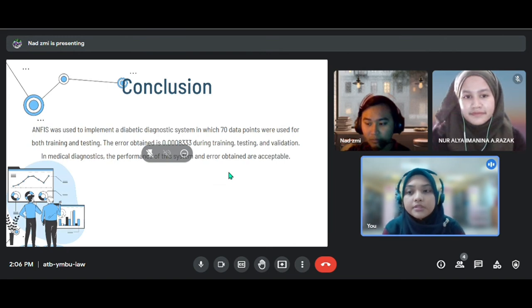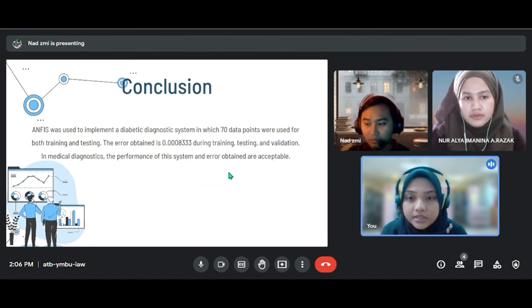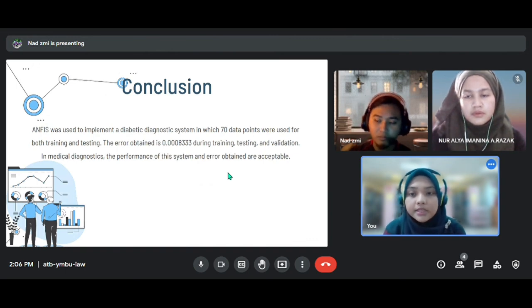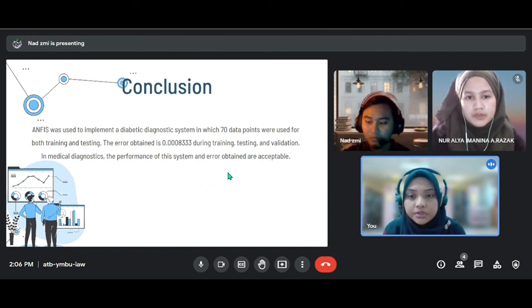Okay, the conclusions. ANFIS was used to implement a diabetic diagnosis system in which 70 data points were used for both training and testing. The error obtained is 0.008333 during training, testing, and validation. In medical diagnostics, the performance of this system and error obtained are acceptable.